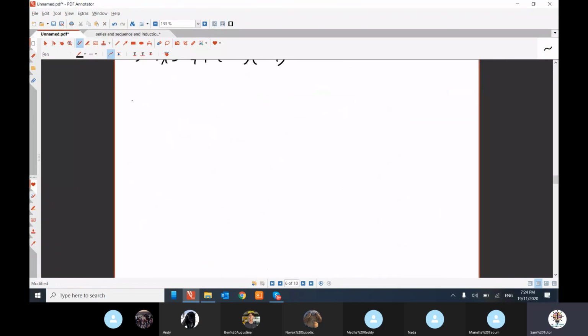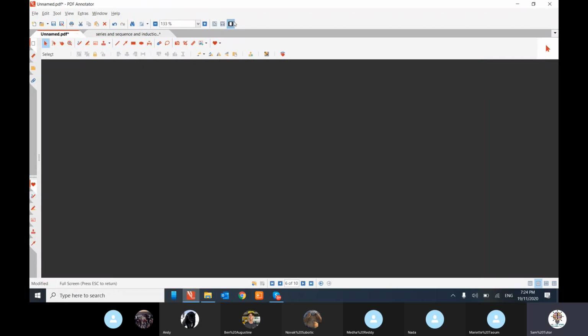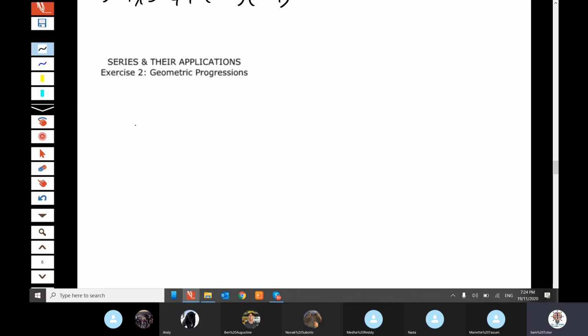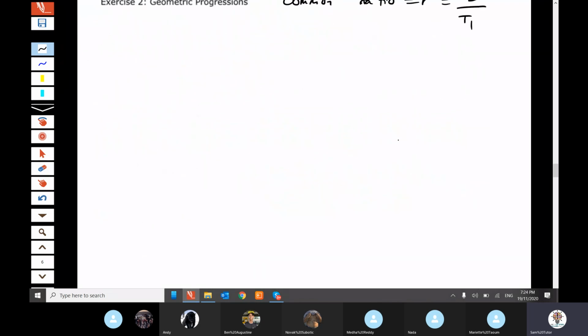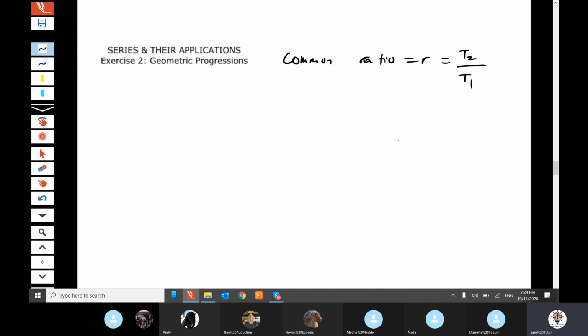Exercise 2. So with the GP, it's going up by a common ratio. So the difference between the two is the letter. Common ratio, we're going to use the letter R. R is the second one divided by the first one. Whereas up here, to find the common difference, it was the second one, take away the first one. Okay, your formulas. Tn equals A R to the n minus 1. Sn equals A, R to the n minus 1, over R minus 1.